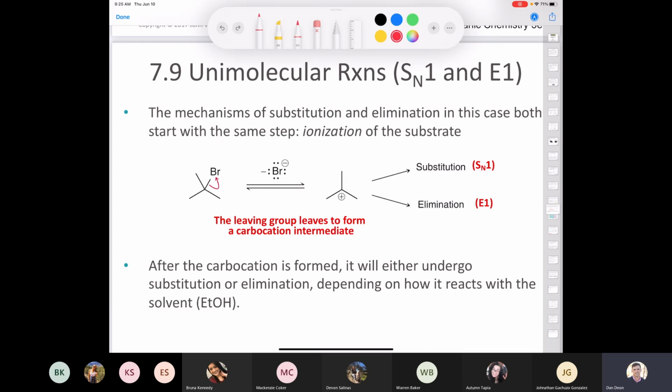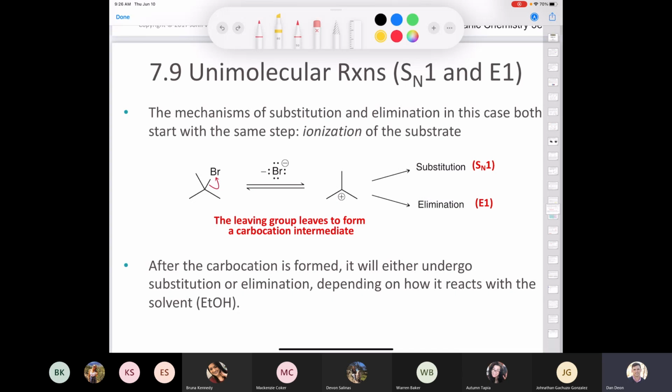Now, what's the first step in this SN1 or E1 process? The way I think of it is SN1 at a time, E1 at a time. So it means there's two steps and they occur one at a time. The first step is the ionization, which results from the loss of a leaving group. We lose bromide and we end up forming a carbocation. Now, this is the rate determining step, and we're going to look at that a little bit more later on.